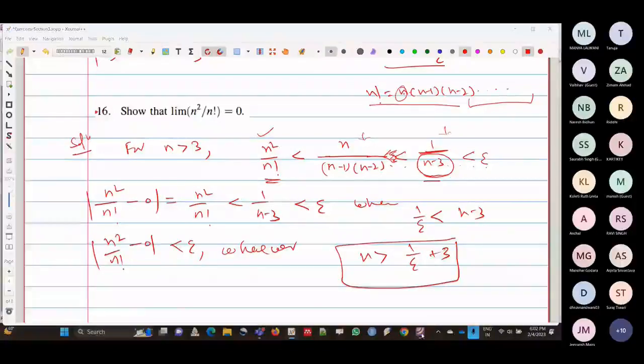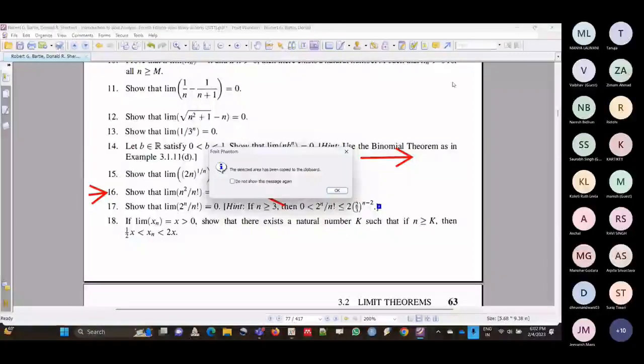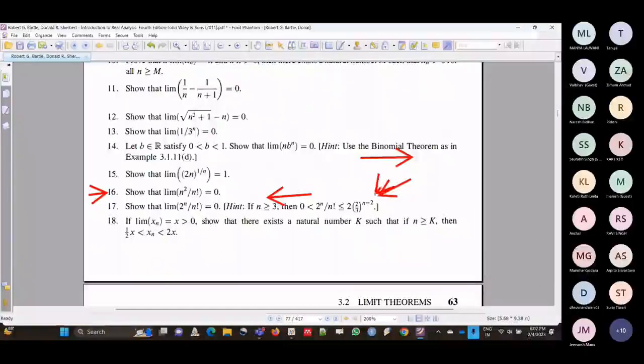Fine. Let us see other questions. In a similar way we can try here. You have been given a hint here. So you can easily put this less than epsilon, then compute the value of n. This is similar to what we have done.